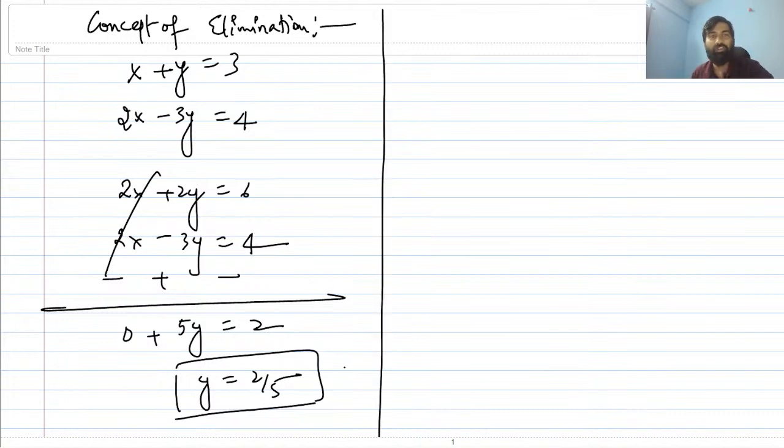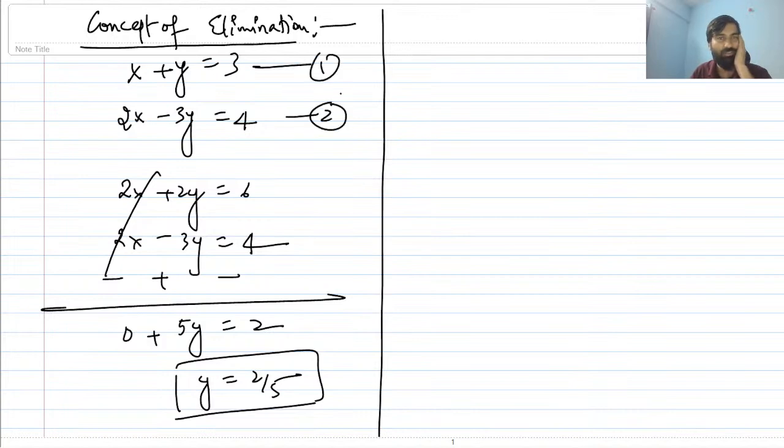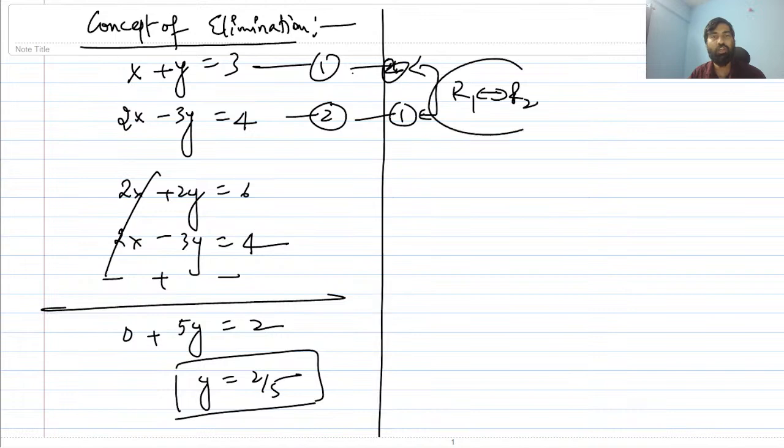So now you can find x as well, right? So what is the meaning of elimination on the matrices? That you have to understand. If I'm writing this as the first equation and this as the second equation, you can also write the second equation first and the first equation second. What is the meaning of this? The meaning of this is nothing but you are switching R1 and R2. If you are swapping R1 and R2, these points you can note down also.